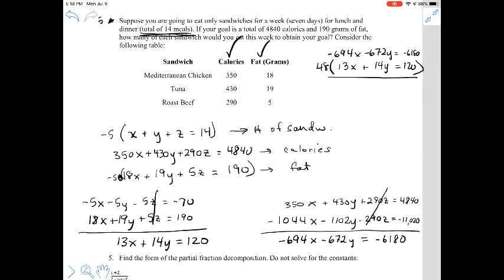624x plus 672y is equal to 5,760. Wait, say that one more time. 624x plus 672y is equal to 5,760. Okay. Thank you. That gives us negative 7. I'm still hungry because of all these sandwiches. Now we can eliminate y.